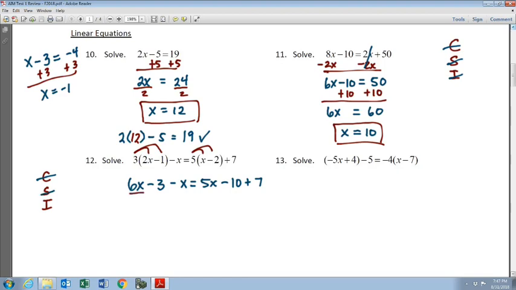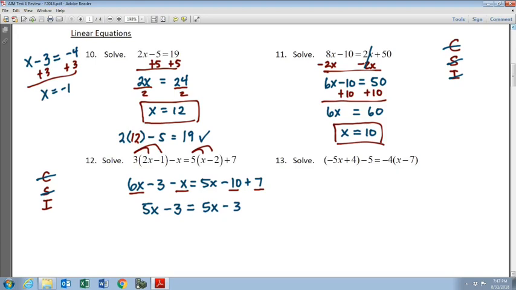On the left, we got a couple of x terms. Notice it's a 6 and a minus 1 are our coefficients there. So we get 5x. Let's go ahead and bring the minus 3 down. On the other side, we got the negative 10 and the 7. So we're going to get 5x and a minus 3. So this is one of those special cases. 5x minus 3 equals 5x minus 3.